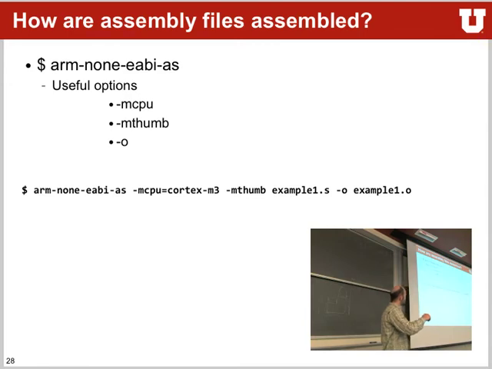We have the ARM non-ABI assembler that we are using to get whatever your assembly file is into an object file. What do we tell the assembler? Well, we tell it that our CPU type is a Cortex-M3 and that the assembly we are using is mthumb. We tell it the specific assembly file that we want to assemble and the object file we want to store the output into. Now, if something is wrong in your assembly file, this will throw errors and tell you all kinds of stuff that you shouldn't have done or have to fix.